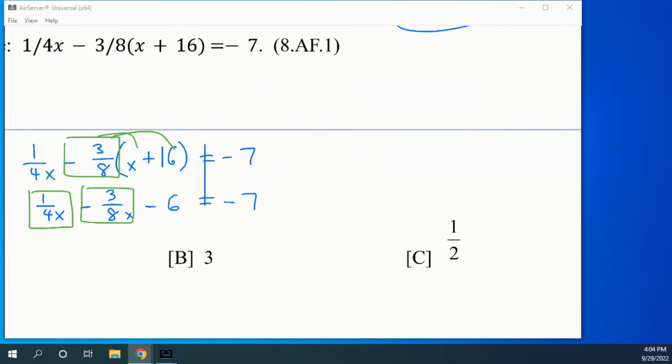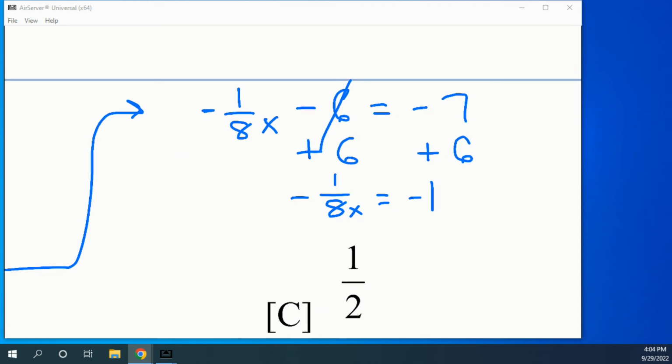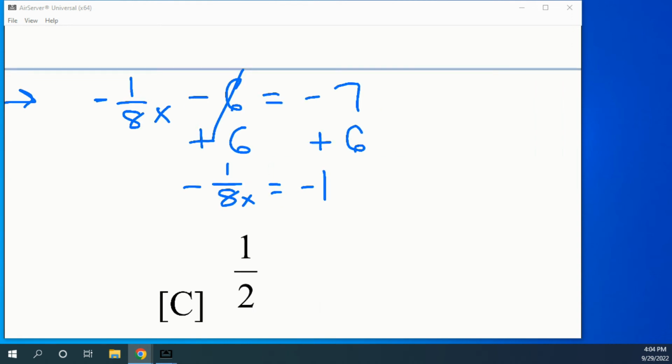So negative 1/8 x minus 6 equals negative 7. Add 6 to both sides, these will cancel. Negative 1/8 x equals negative 1. Last step is, I would say multiply by the reciprocal, but if you want, you can divide both sides by negative 1/8.